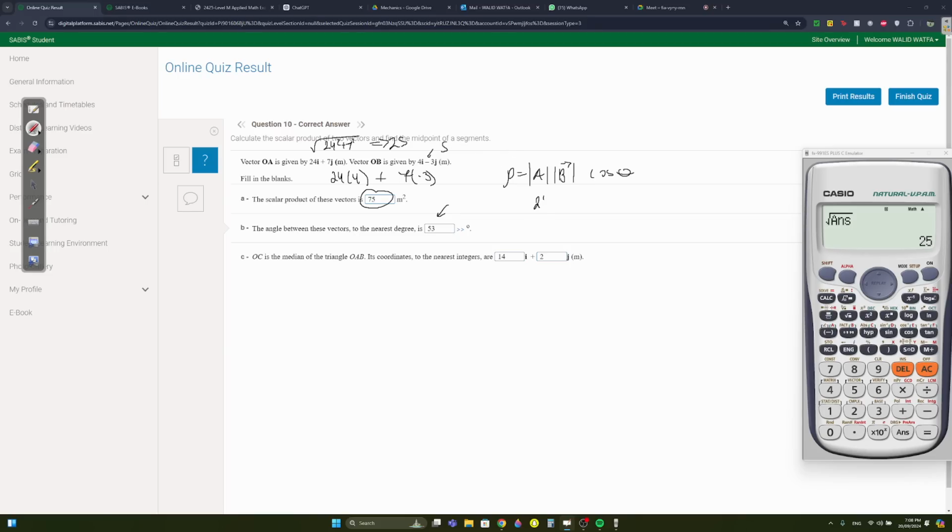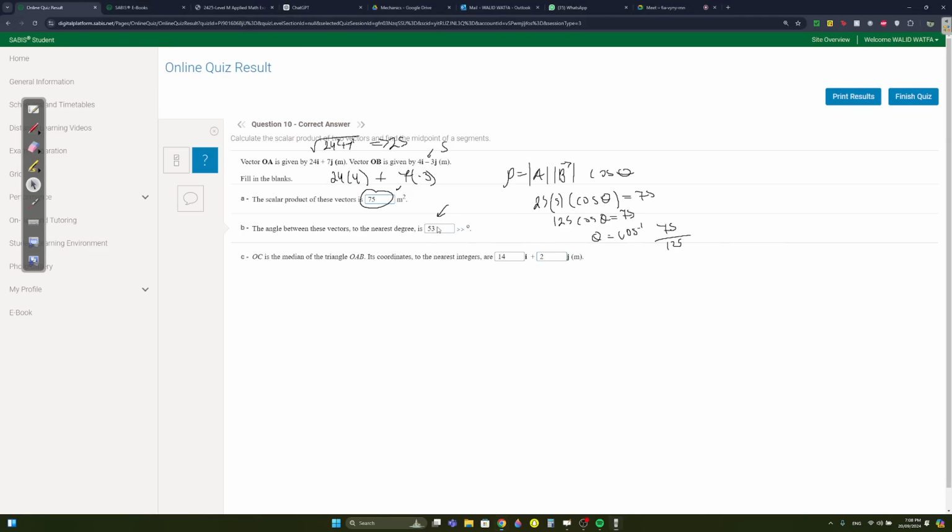So you're going to get 25 times 5 times cosine theta equals 75, right? The product, we found it. So you're going to get 125 cosine theta equals 75. So theta equals shift cosine of 75 over 125. Okay, shift cosine 75 over 125, you get 53.13.